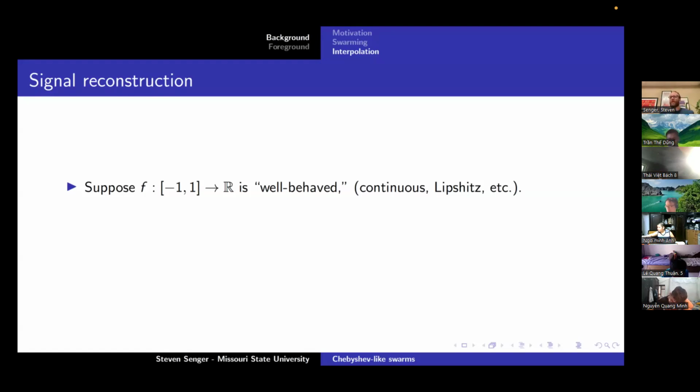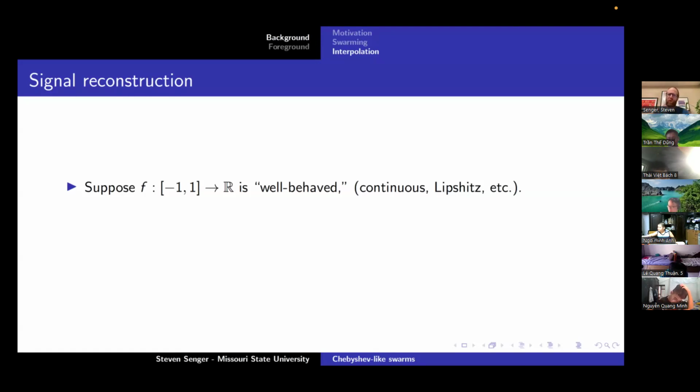So when I'm trying to reconstruct a signal, what I'm thinking is I have some signal, which you can think of as a function here. This is a function from the interval between -1 and 1 to the real numbers. And I'm only getting some of the information of that function. So there's this nice smooth curve, and I'm only going to be picking up pieces of this smooth curve.